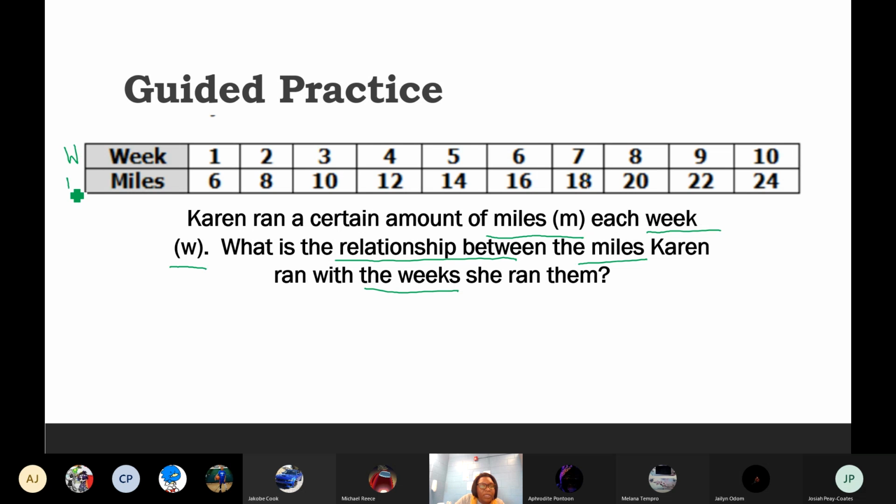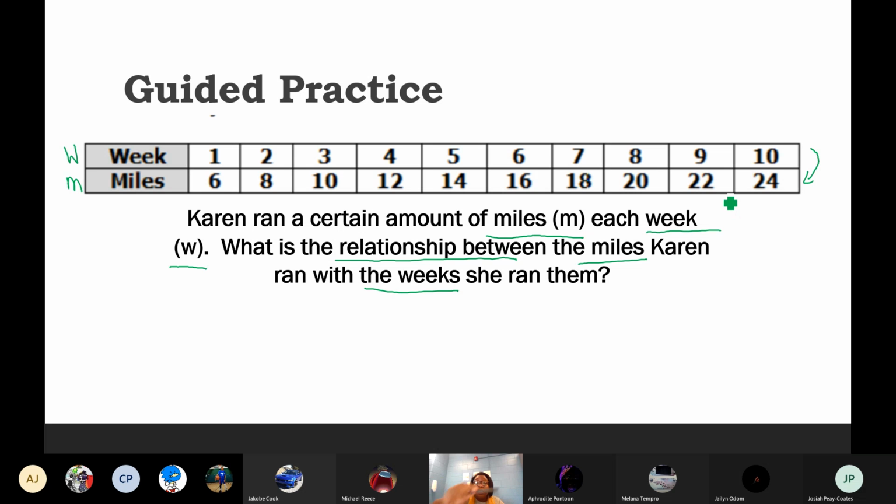I'm going to write W and M here. We're looking at the relationship between these two numbers, the numbers in these two rows. Whenever a number is getting bigger, we're going to be adding and multiplying.